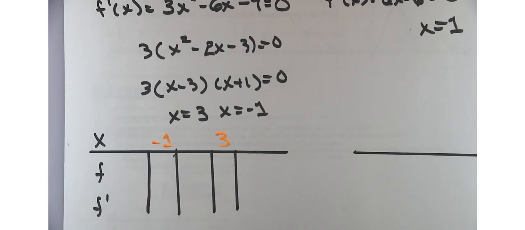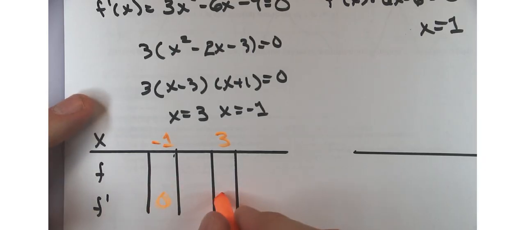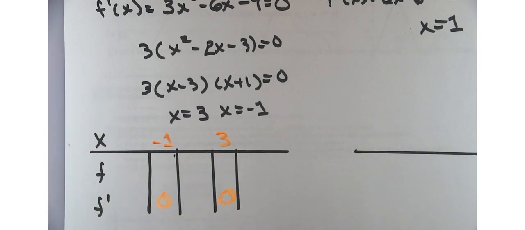The derivative here was 0, and the derivative here is 0. But what's going on in between these two points? What's going on to the right? What's going on to the left? Is the function positive? Is it negative? What's going on? Now it's up to you, but I'll give you a little reminder tutorial here on testing points.